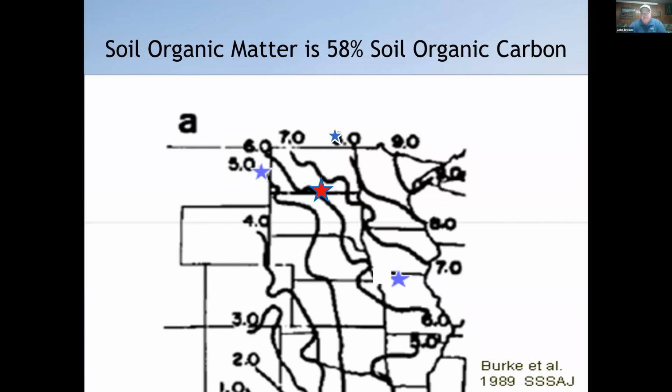I wish I had this map for all the United States, but this is based on soil scientists' estimates of what the soil organic matter and soil carbon was like in the Great Plains centuries ago. So where the red star is, that's approximately where I'm at, Bismarck, North Dakota. You can see organic carbon was at about 7%.